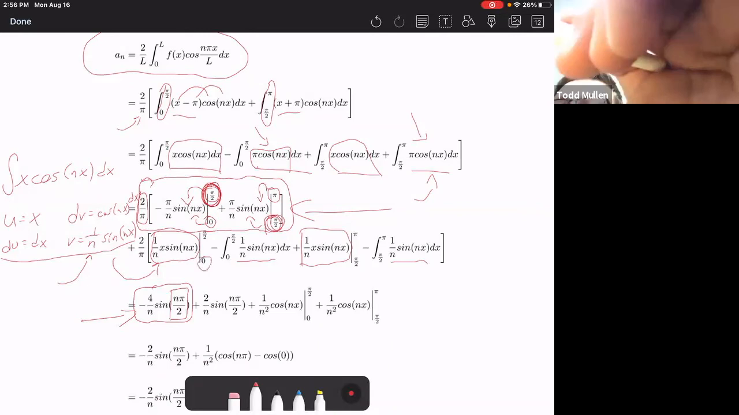So now as for the rest, sine of 0, of course, is just going to go to 0. So all we're interested in is this sine of pi over 2. Over here, we have the same problem where sine of pi is just equal to 0. So we're only going to be interested in the sine of pi over 2. So we are going to get 2 over n times sine n pi over 2.